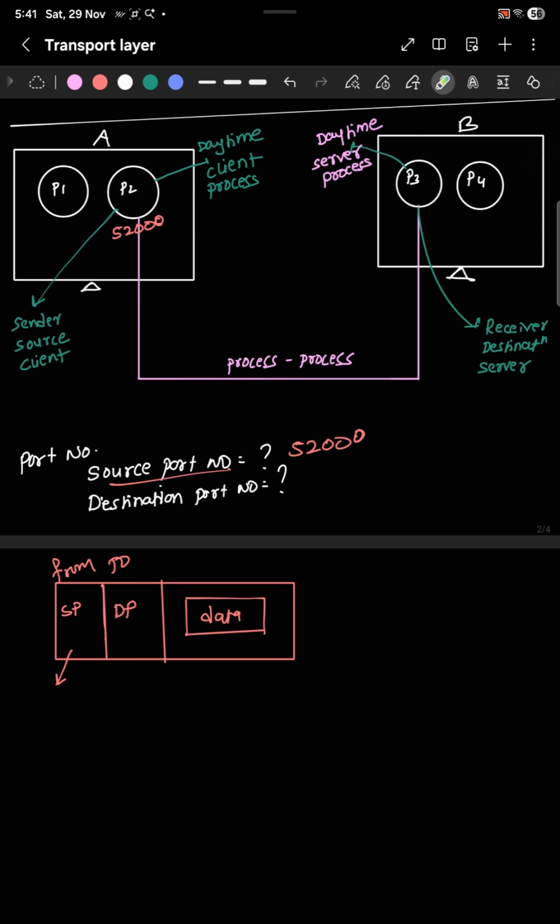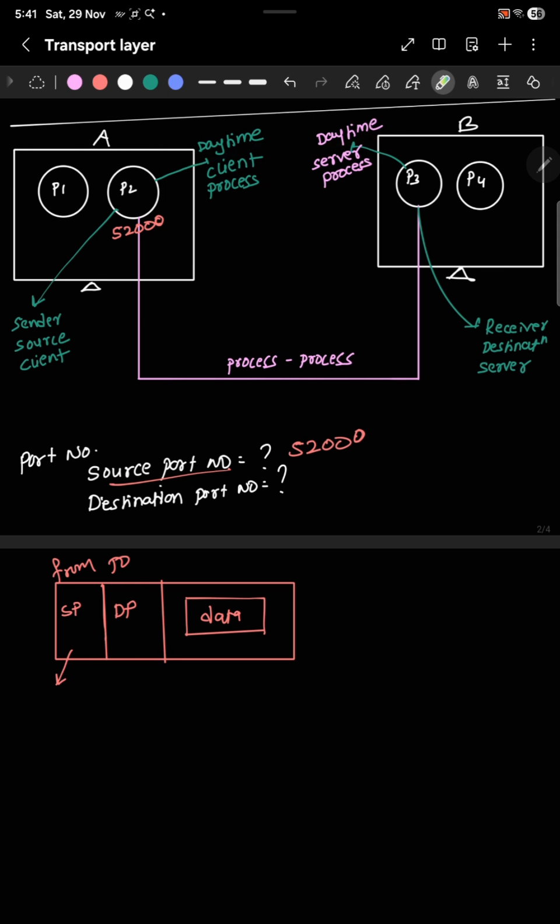So now I'm calling this particular P2 a client process, and this particular P3 a server process, and I have given them names also. The name of P2 is daytime client process, and the name of P3 is daytime server process. So remember, this is called the daytime client process, this is the daytime server process. This is just a name.